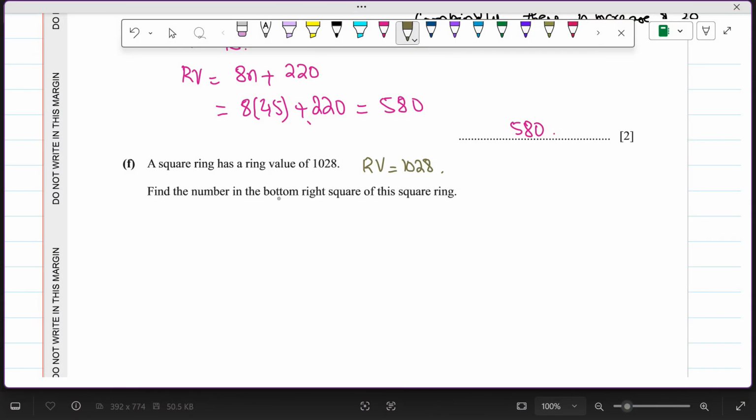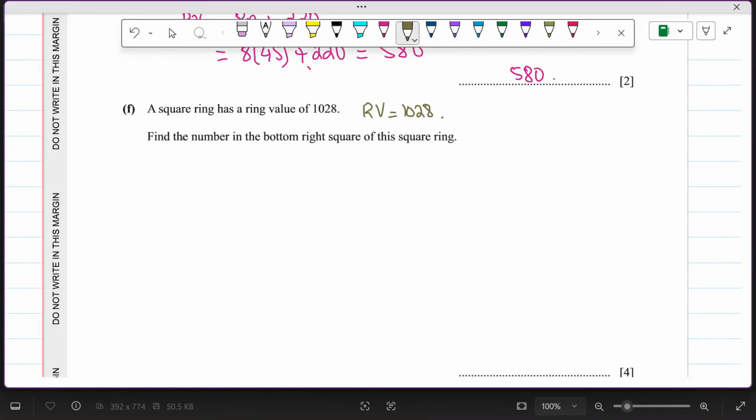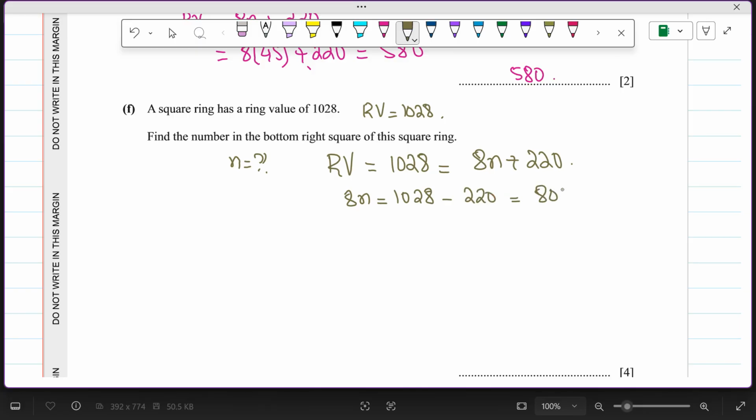Find the number in the bottom right square of this square ring. We need to find the number in the bottom right square of this square ring. Okay. First we find the n, and we know that the ring value is equal to 1028, and this is equal to 8n plus 220. So 8n is equal to 1028 minus 220, when we switch 220 to the left side, so we will have 808. So 8n is equal to 808, and in this case n is equal to 101.